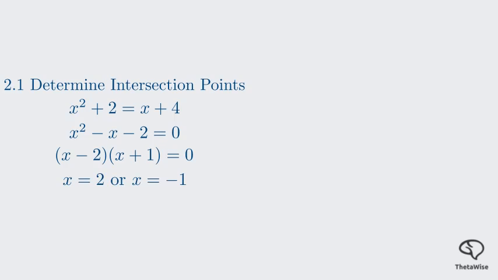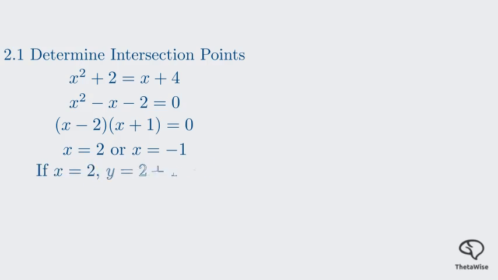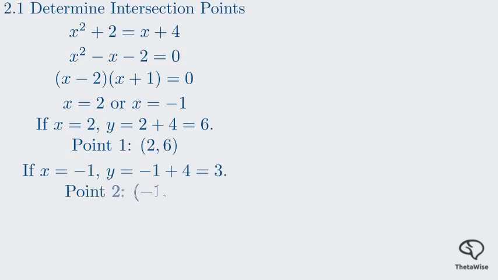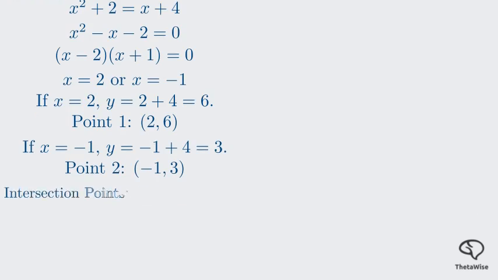To get the full coordinates, we must find the corresponding y values by plugging these x values into either of the original equations. The line y equals x plus 4 is simpler. For x equals 2, y is 2 plus 4, which is 6. For x equals 1, y is 1 plus 4, which is 3. So the two graphs intersect at the points (2, 6) and (1, 3). These points will serve as our limits for integration later.